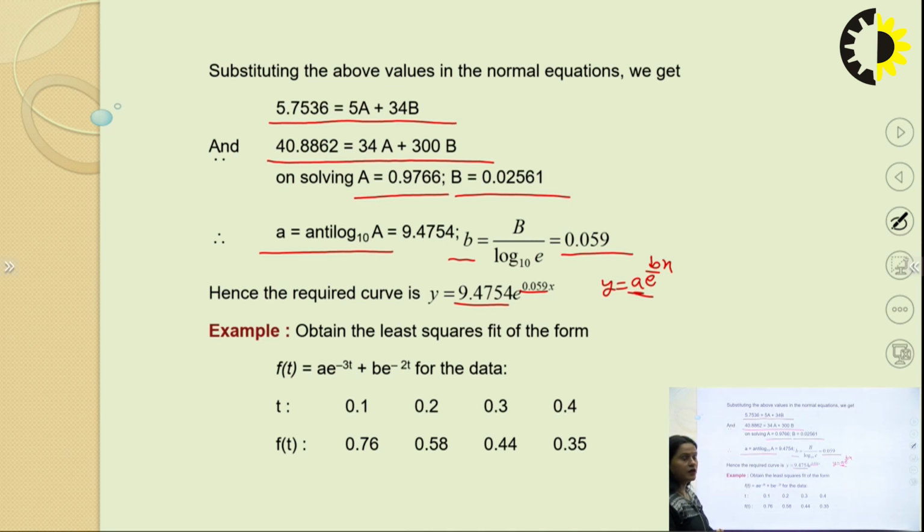I have written here an example for all of you to solve. Please try to solve this question. Please remember, you cannot take log here because it is in addition, and the question will become very complex. So please try to solve it.